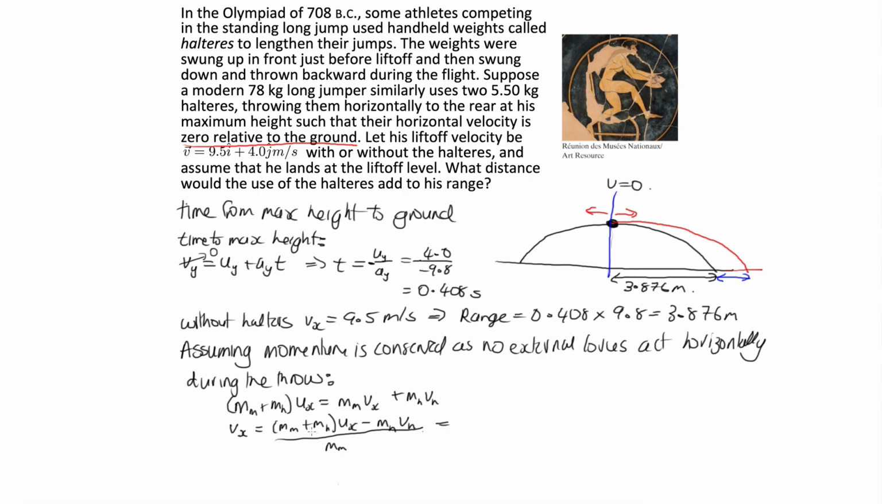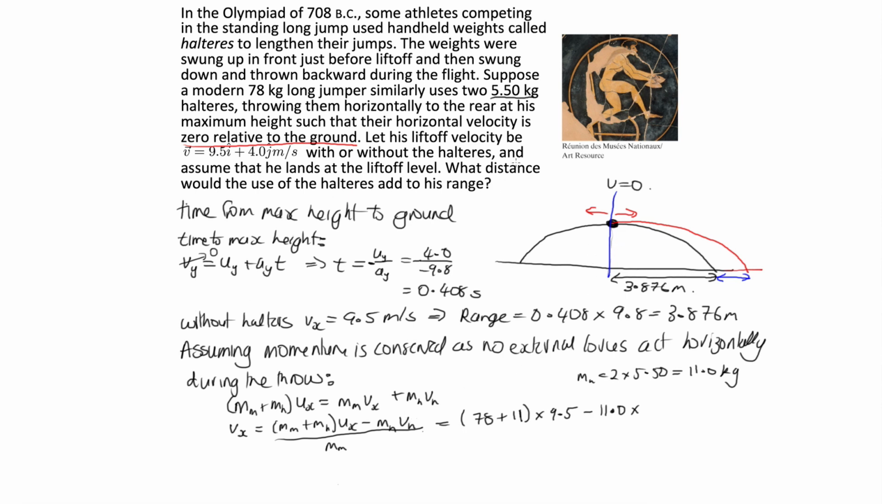So now we've got an equation and we can just substitute in. So the mass of the man is 78 kilograms. And the mass of the halters, now we were told that the mass of the halters is 5.5 kilograms, but that there's two of them. So we're going to have to double that. So mass of the halters is equal to 2 times 5.50, which will equal 11.0 kilograms. So this is plus 11. Now the initial speed of the man and the halters is just the horizontal velocity, so that's times 9.5. And now we need to subtract off the mass of the halters, which is the 11 kilograms, times the final speed of the halters.